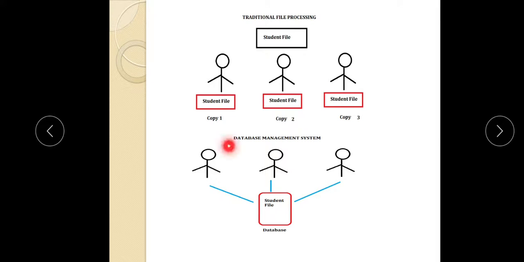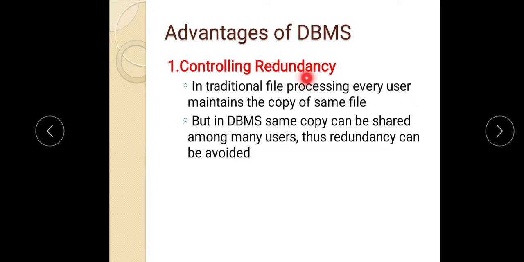But in the case of database management system, what happened? We maintained a database. In that database, we had the student file, and that student file is shared with each and every user. This means that we have only a single copy of the data. This single copy can be accessed by a teacher, a HOD, and an administrative staff. This is the advantage of database management system: the redundancy is avoided. We don't have to make copies and give them to everyone. Instead, we can have a single copy and share it with multiple persons. Clear? So this is the concept of controlling redundancy.